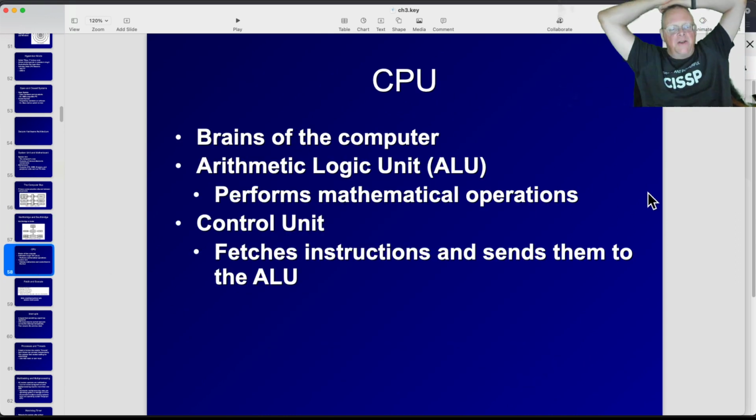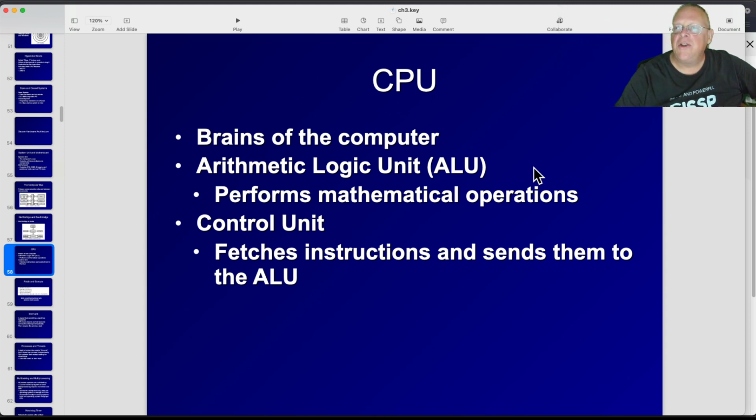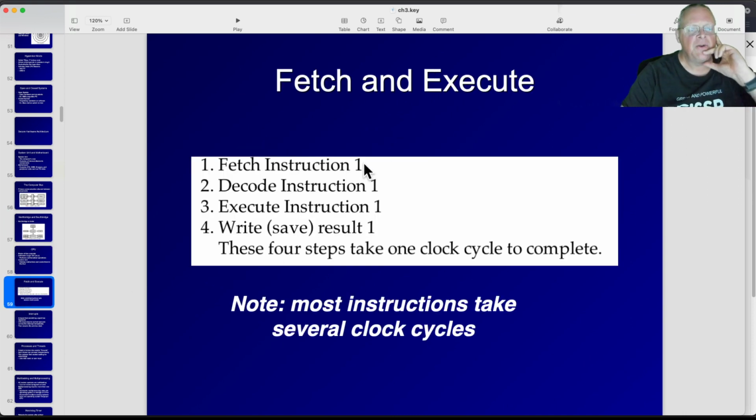All right, so the CPU is the brains of the computer. The arithmetic logic unit does mathematical or logical operations, which are the same thing as far as the computer is concerned. And the control unit is what keeps track of which instruction you're doing, fetching instructions, and remembering where the next instruction is to move things to the ALU one at a time. So it fetches an instruction, it decodes it, it executes it, and then writes the result, and that's one clock cycle. And one instruction might take many clock cycles.